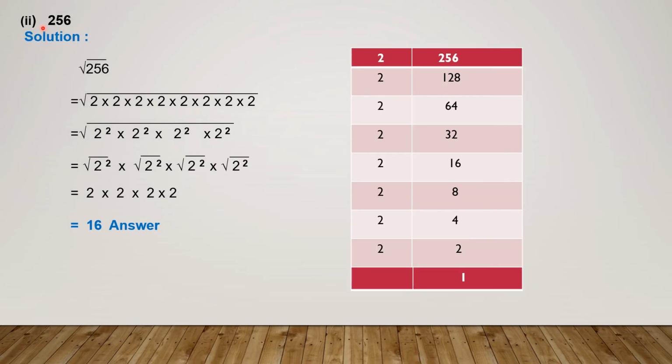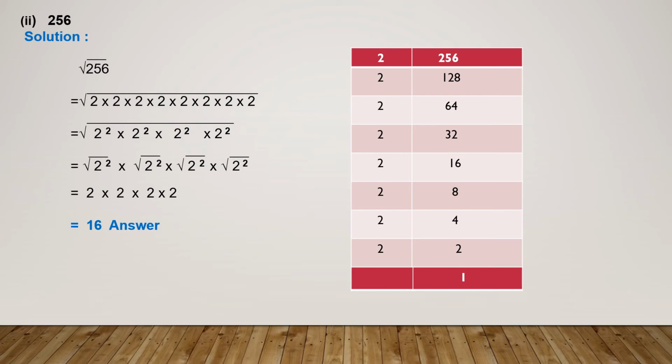See part number 2, 256. Now we have to find the square root of 256. For this purpose, first of all, we have to find the LCM by the ordinary method. We will find the LCM of 256, or simply do the prime factorization of 256. LCM and prime factorization are the same thing.